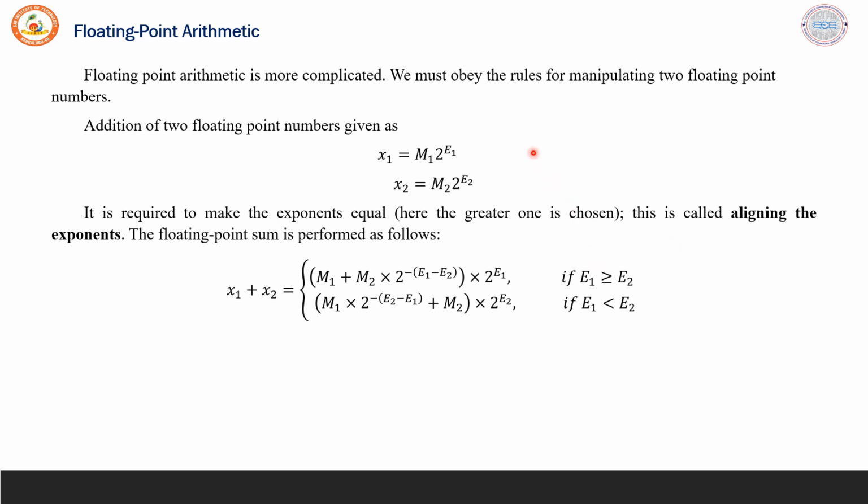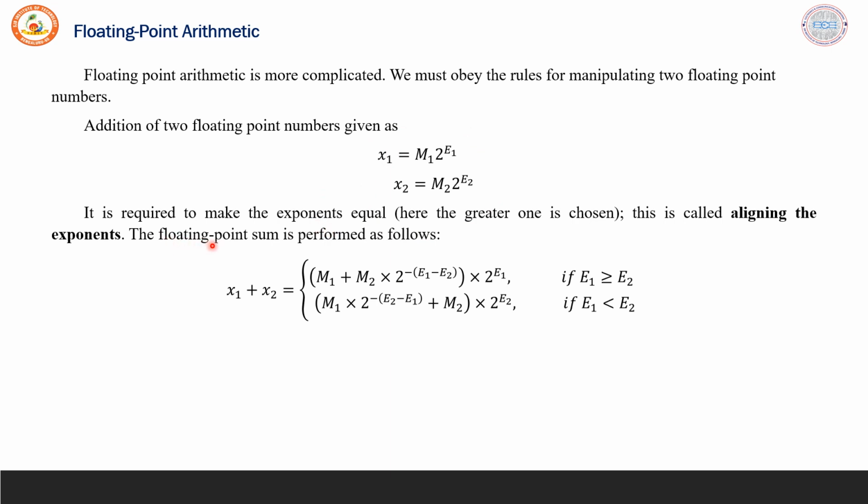Let us consider the arithmetic operations for floating point. Floating point arithmetic is definitely more complicated compared to fixed point. There are some rules to be satisfied to do manipulation for floating point. Let's consider the operation called addition. To perform addition of two floating point numbers expressed as x1 and x2, carrying mantissas m1 and m2 respectively and exponents e1 and e2 respectively, the operation can be shown below.